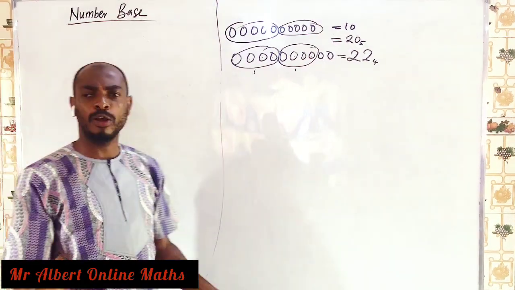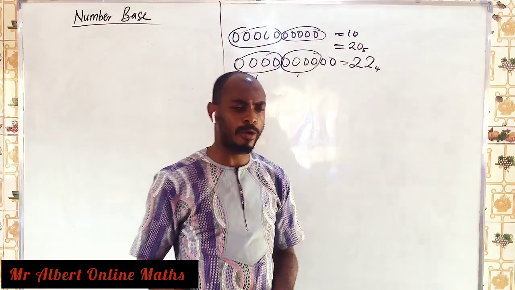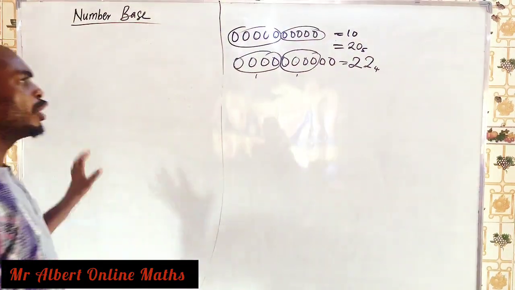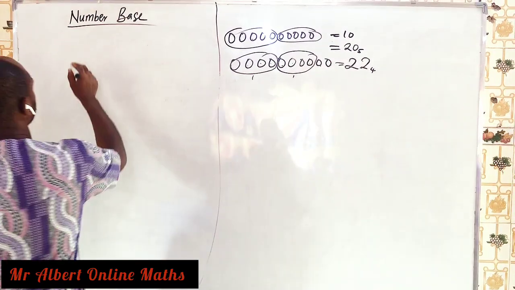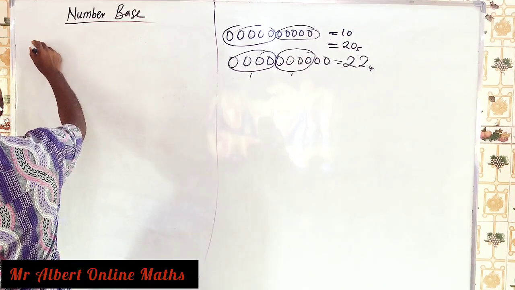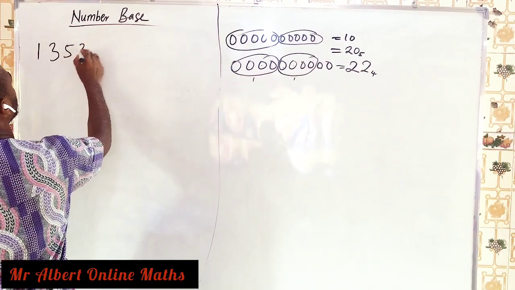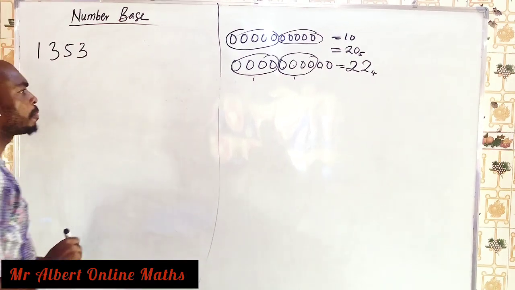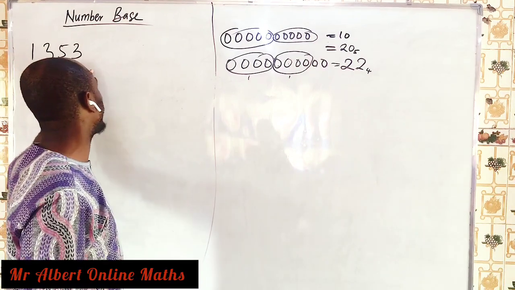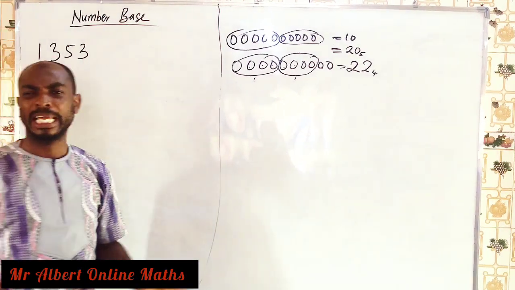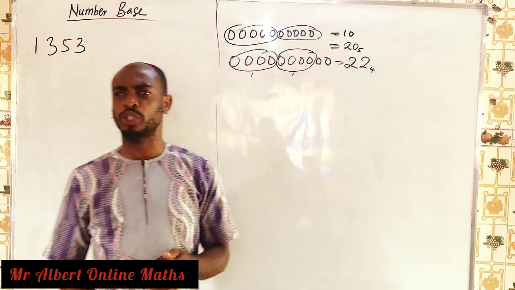The point of consideration is how to change a number from a lower base to base 10. I'm going to use this illustration to show you. This is 1353 in base 10. And take note, any number written without a base shows that it is what?